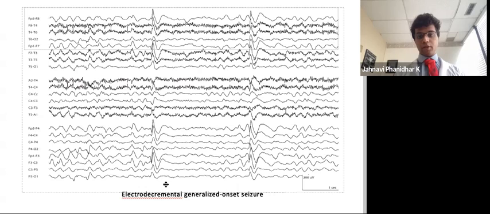This is the electrodecremental onset seizure. We can see after the spike that there is a sudden decrease in the amplitude of the electrode channels here. There is another seizure here, but it has a slow wave. It is followed by a slow wave, so it is not the electrodecremental seizure.